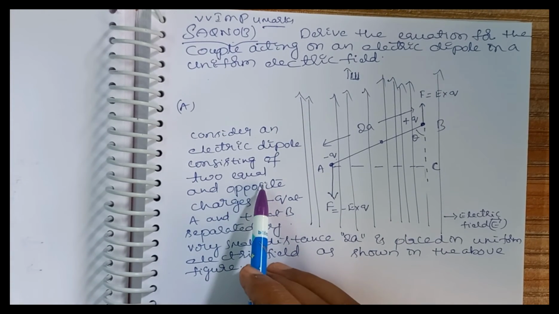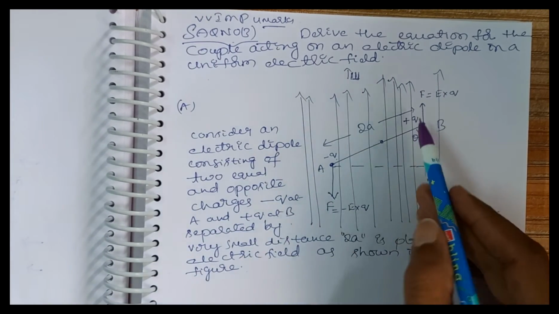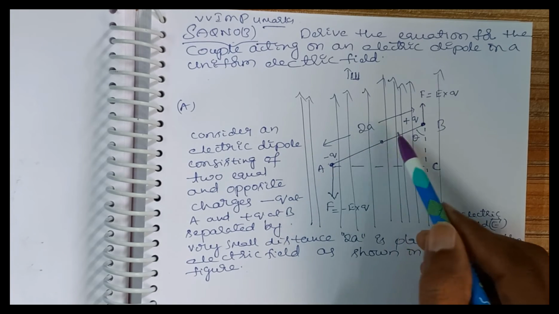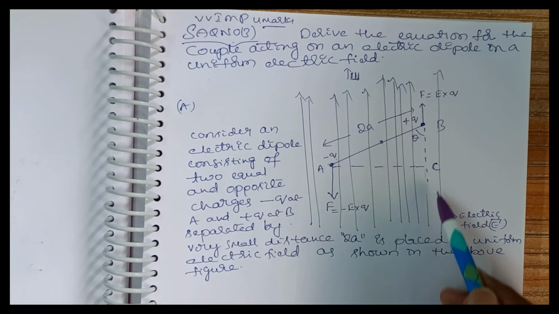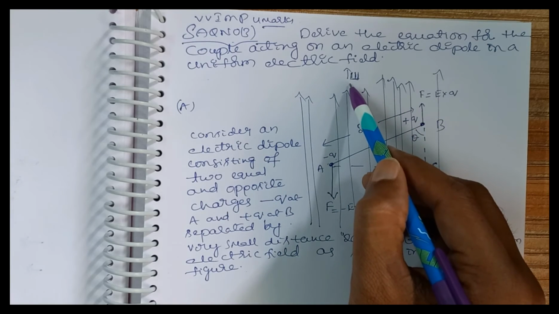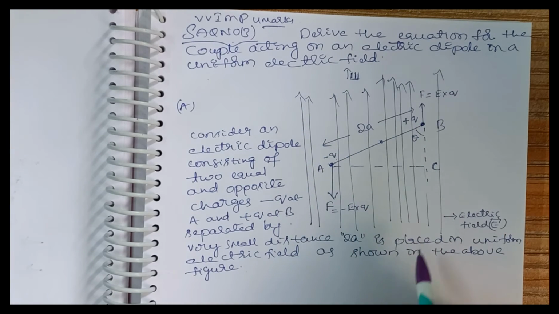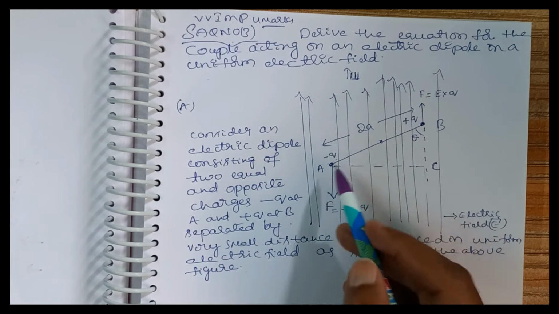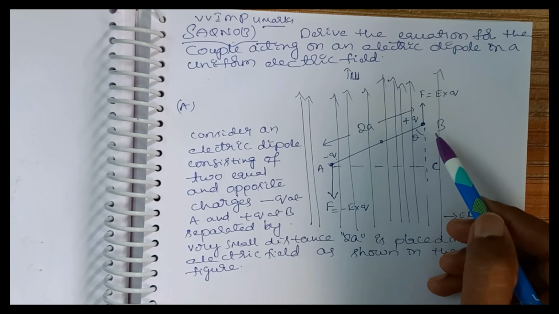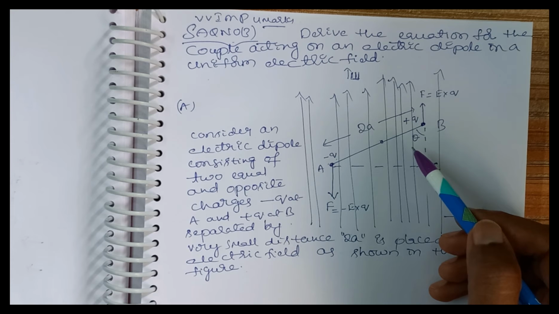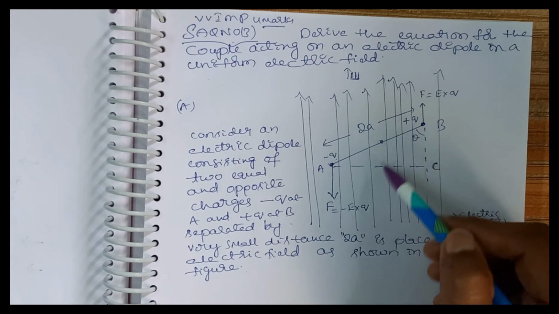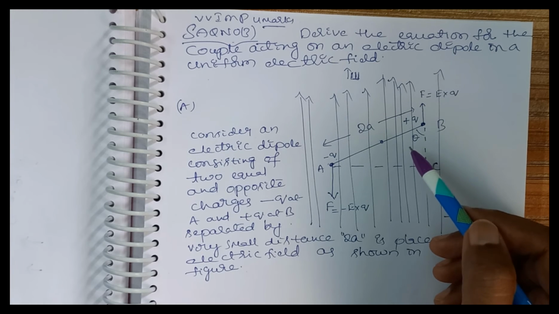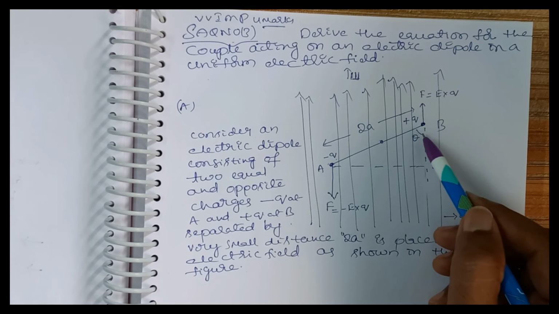So these two are equal and opposite charges separated by a distance 2a, which is called dipole length. It is placed in a uniform electric field as shown in the figure. These arrows are the electric field E, a uniform electric field. So electric dipole is nothing but a pair of equal and opposite charges separated by a very small distance, which is placed in the uniform electric field.